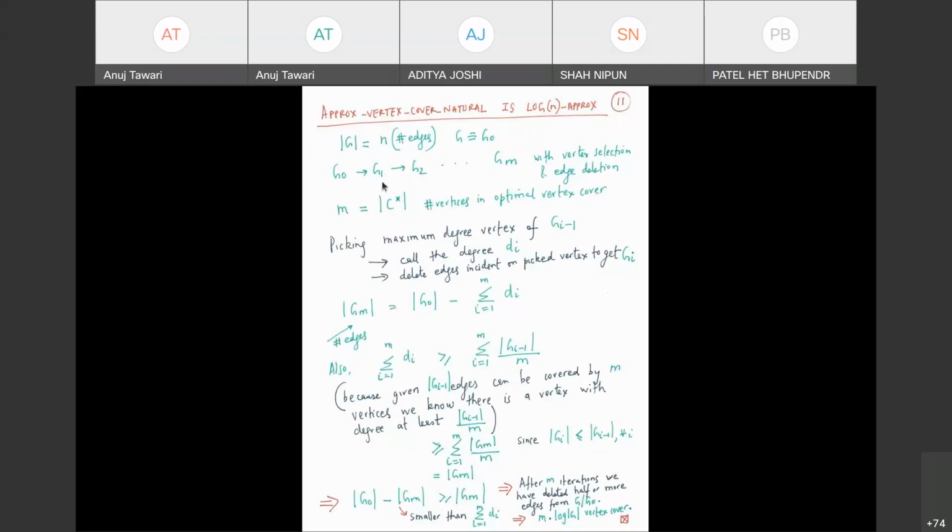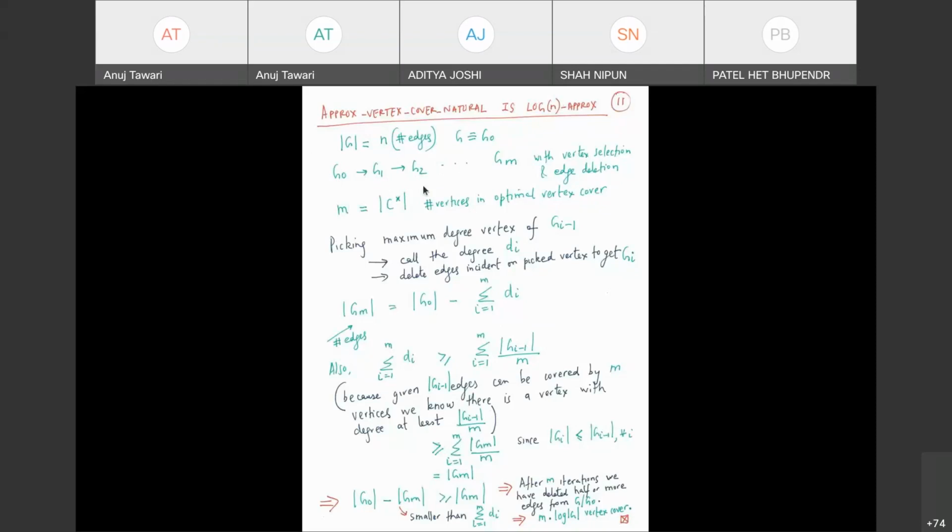So every time we are picking a maximum degree vertex in G0 and deleting all the incident edges and getting G1. Then we are picking the maximum degree vertex in G1 and deleting all the edges incident to it and get graph G2. And let's say we process this for Gm many steps, because we said that m is the number of vertices in the optimal vertex cover. So in every step we are adding one vertex to the vertex cover, so we'll get totally these many graphs G0, G1 up to Gm. So this is just formally stating what we are doing in the algorithm.